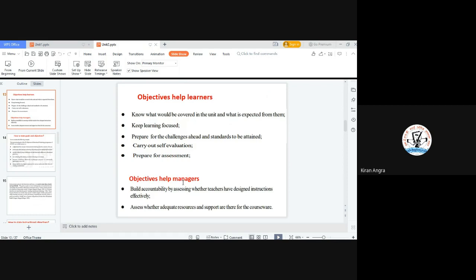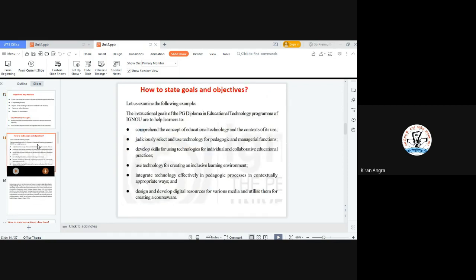So this is given on how to state a goal. Let us take an example, given for you people only: the PG Diploma in Education Technology program of IGNOU. The instructional goals, and how they help the learners, are: comprehend the concept of education technology and its context, judiciously select and use technology for pedagogic and managerial functions. They should be able to develop skills using technologies for individual and collaborative educational practices. It should be helpful to use technology for creating an inclusive learning environment.